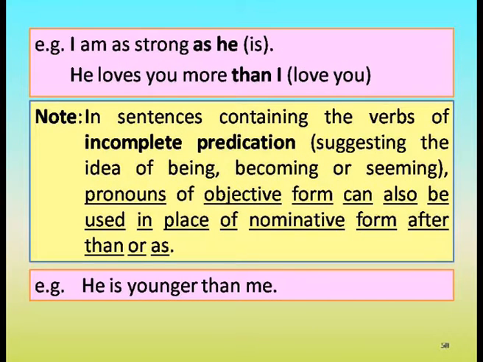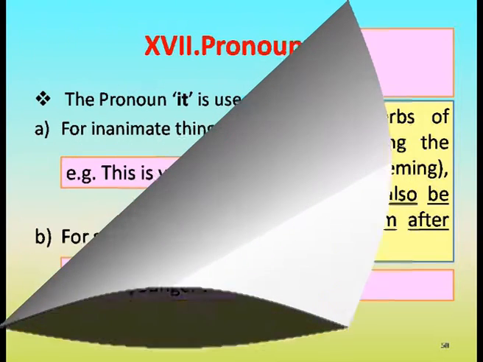Example, I am as strong as he is. He loves you more than I love you. The words in the brackets will not be written. Note, it can be written and it cannot be. Both are correct. Note, in sentences containing the verbs of incomplete predication, suggesting the idea of being, becoming, or seeming, pronouns of objective form can also be used in place of nominative form after than or as. He is younger than me.